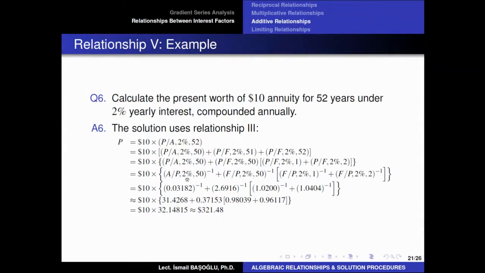Now, each of these values can be searched through the compound interest tables. A over P for 2% interest rate for 50 years is 0.03182. F over P for 2% interest rate for 50 years is 2.6916. And F over P for 2% interest rate for 1 year is simply 1.02, and the other one is 1.0404. Taking the reciprocal of each of these values, you get 32.14815 as the uniform series present worth factor, and the final value is 321.48. Basically, if you invest $321.48 into a savings account that pays annual compounding interest rate of 2%, then in the following 52 years, you can withdraw $10 of annuity at the end of each year.